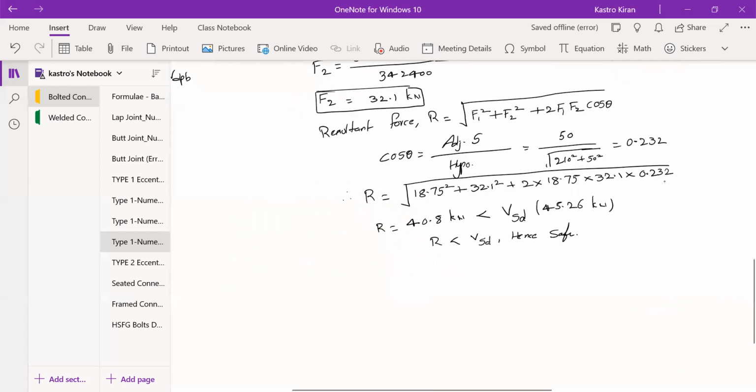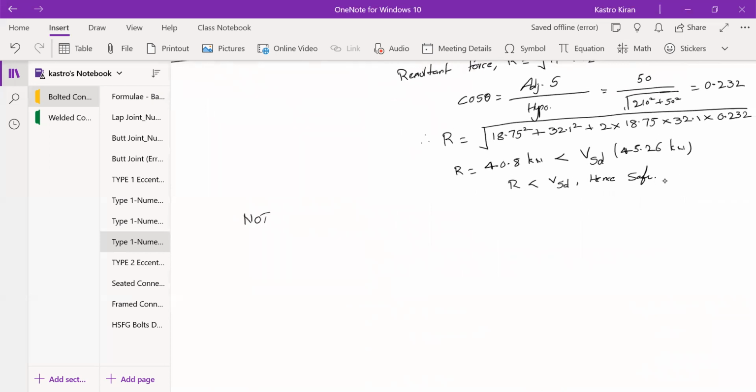Now, consider this. Note: if the value of the resultant force is greater than the design strength, then what to do? In some cases, you will get the resultant force greater than the design strength. In this case, what you have to do is increase the number of bolts equally in each row.